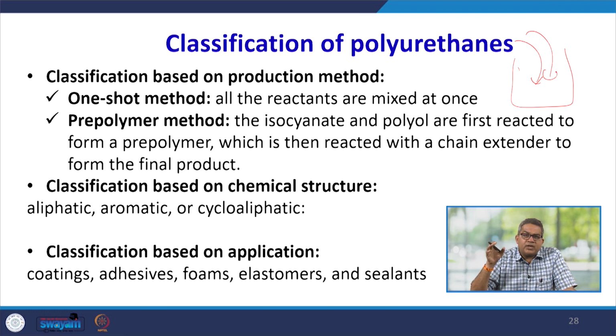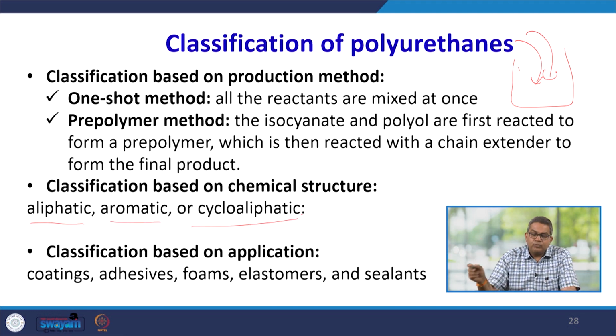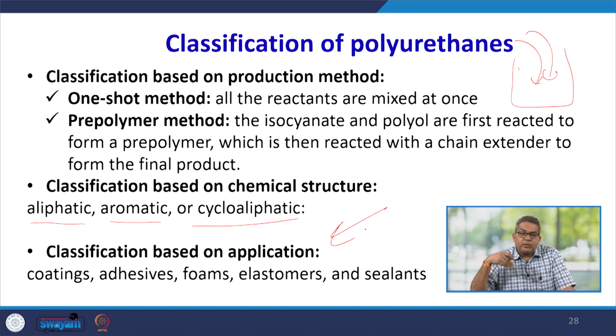Now, the classification again, based on the chemical structure. We may have aliphatic, aromatic, and cycloaliphatic. Another classification of polyurethane is based on application. Polyurethane can be used for coating, adhesive, foam, elastomer, and sealant.